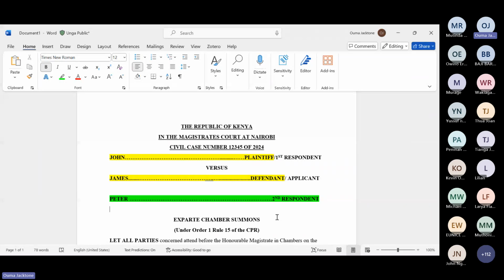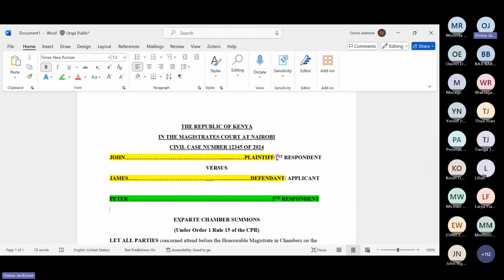So the parties in the application are not plaintiff and defendant. They are the applicant and the respondent. So James here, who is the defendant, is going to be the applicant. Okay? So James here is the defendant applicant. Who is the first respondent? John is the first respondent because it's the first in line. Any of them can be the first respondent. So John is the first respondent, and then Peter is the second respondent.